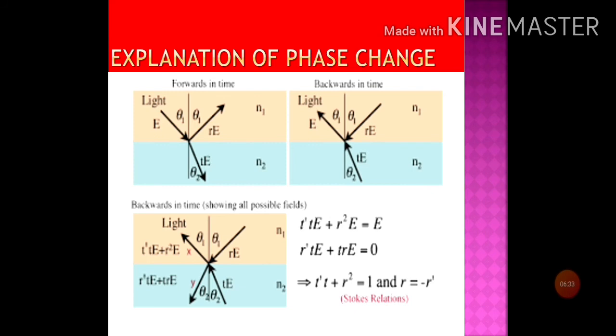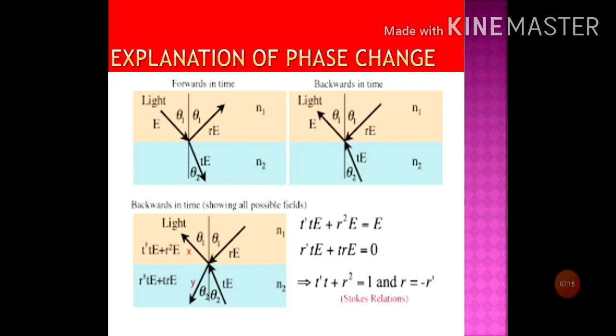Now I will combine all these. If you compare figure number 1 and figure number 3, according to the principle of optical reversibility, your incident wave which has the amplitude E should be equal to, in figure 3, T dash TE plus R square E. Just the direction is reversed. The amplitude should remain the same. So I can write down the first equation: T dash TE plus R square E should be equal to E, right?